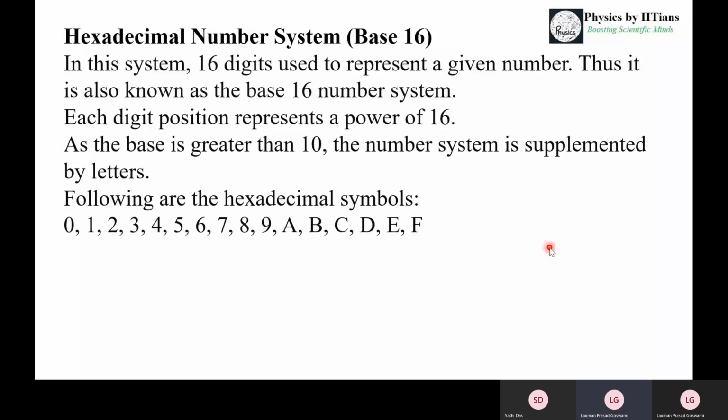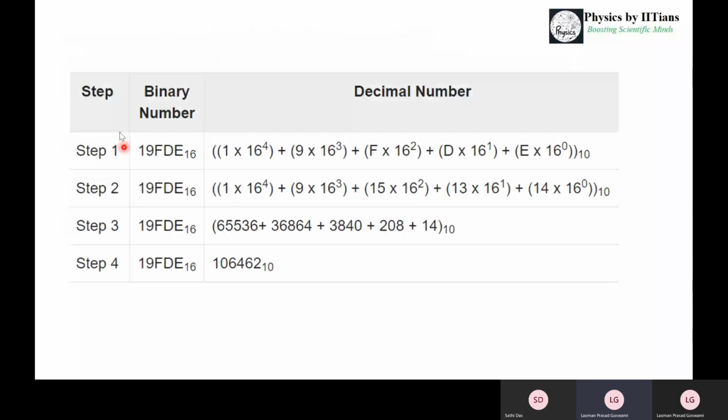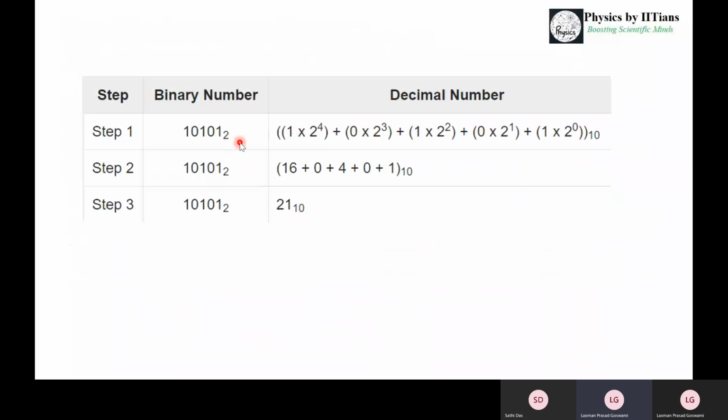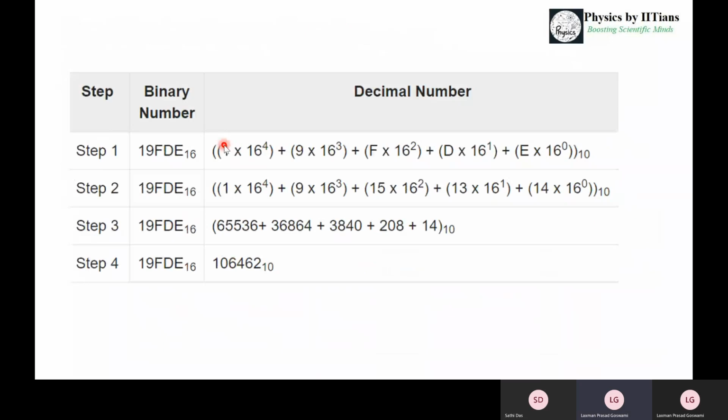19FDE with base 16. If we have any character or English alphabet in a number, then we can easily recognize that it is a base 16 or hexadecimal number system. Another way is that for every number system we write a subscript. 16 indicates that it is hexadecimal. 10 indicates that it is a decimal number system, as we write 8 for the octal number system and 2 for the binary number system. So for every number we will write a subscript, and that subscript will help you in identifying which number system you are in.